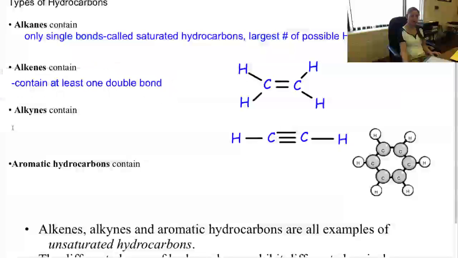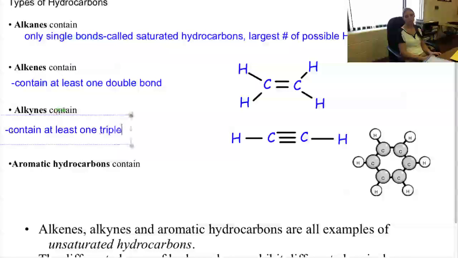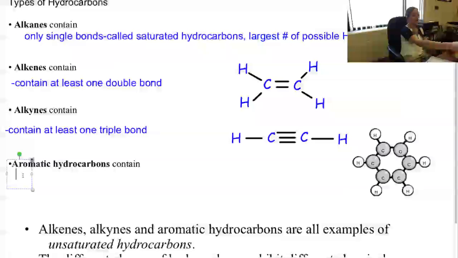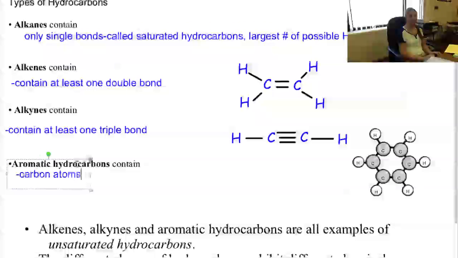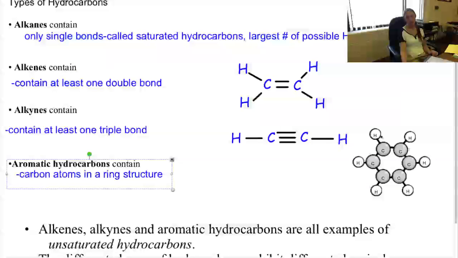You have what we call alkynes, with a Y. These are ones that contain at least one triple bond, and the guy we see right here to the right has that triple bond. Okay, so we've got alkanes, alkenes, and alkynes. We also then have what we call aromatic hydrocarbons, which are carbon atoms in a ring structure. That's what you have over here to the right, and that is actually a benzene ring.